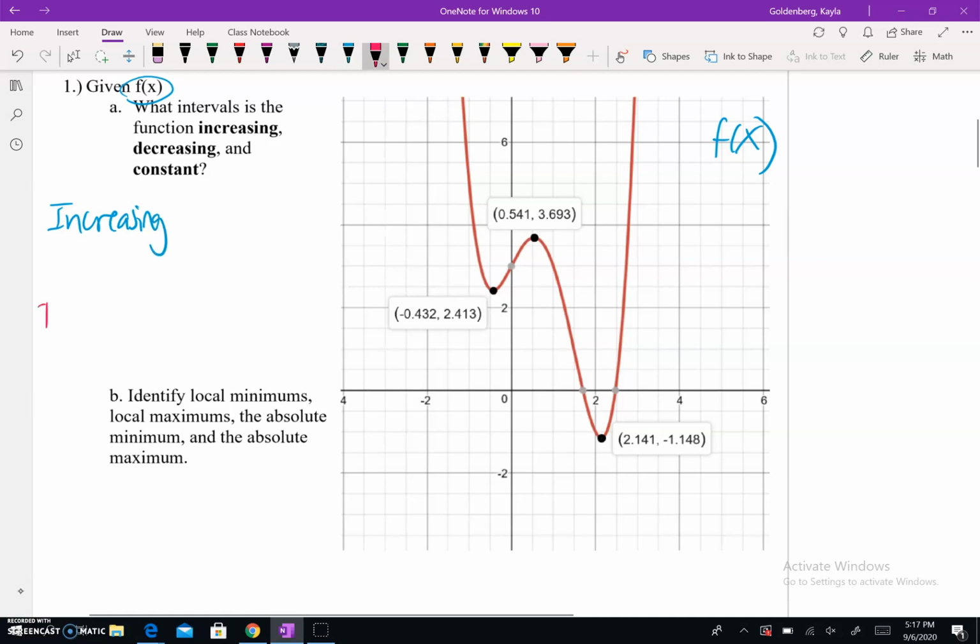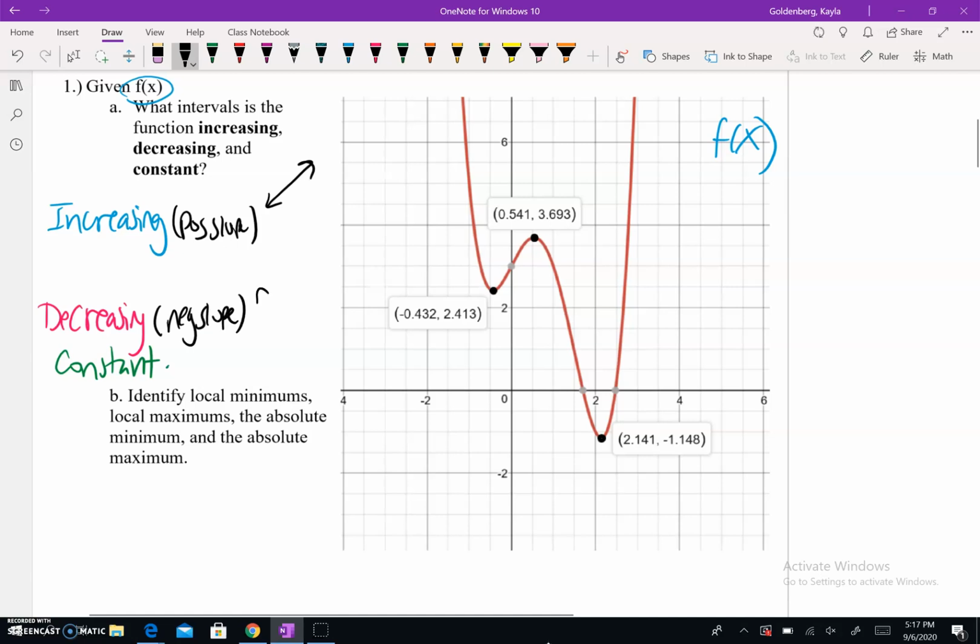So I'm going to do increasing. I'm going to do decreasing. And constant. And you can think about this like, this is representing money, right? Increasing has a positive slope. Looking left to right, it would be going up. Decreasing has a negative slope, right? Remembering slope, left to right, it's going down. Constant has a slope of 0. And we're going to be writing these using our interval notation.